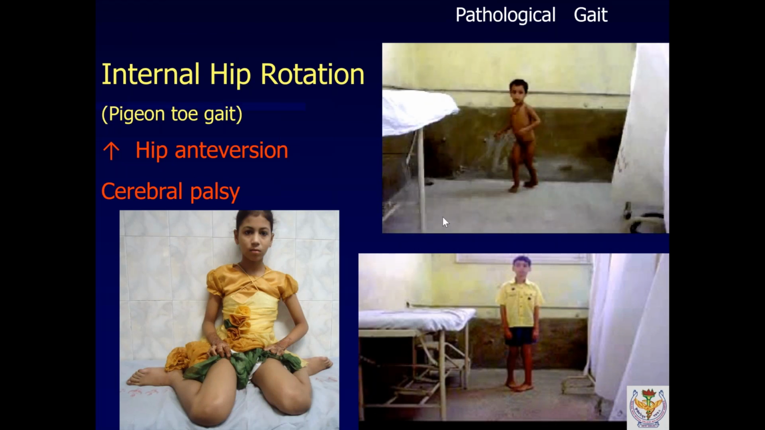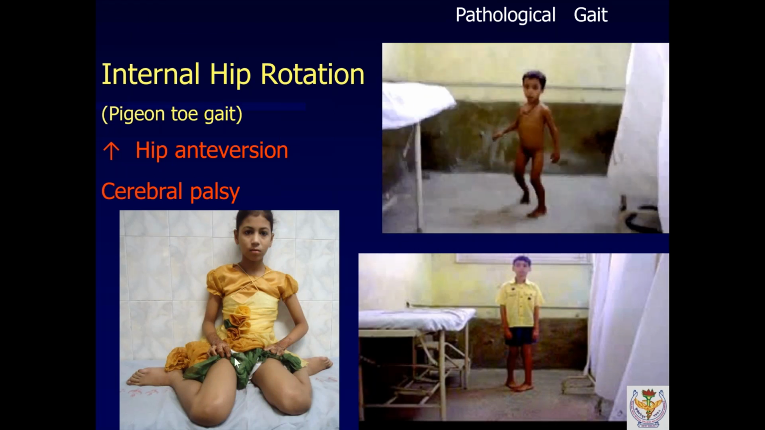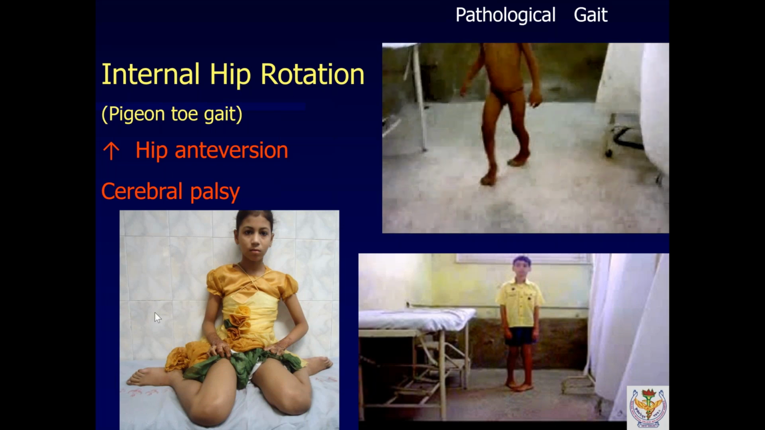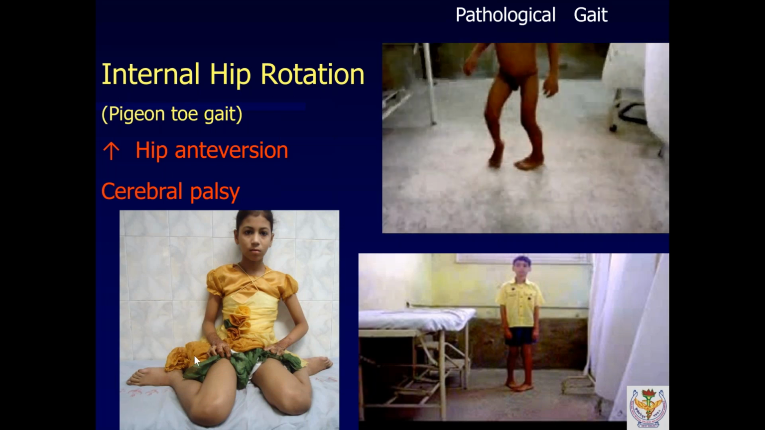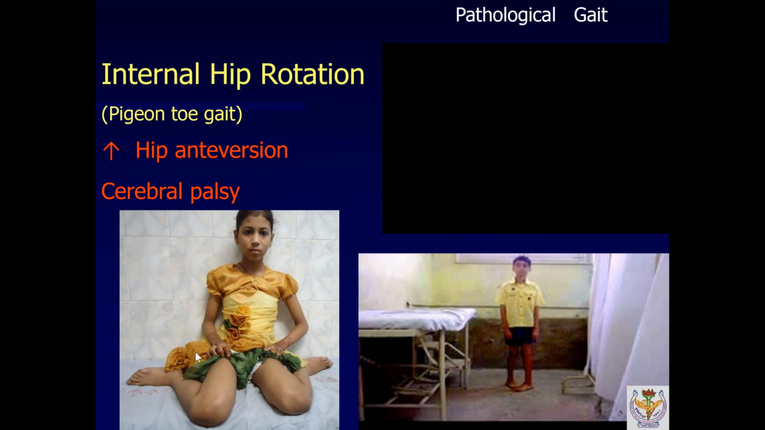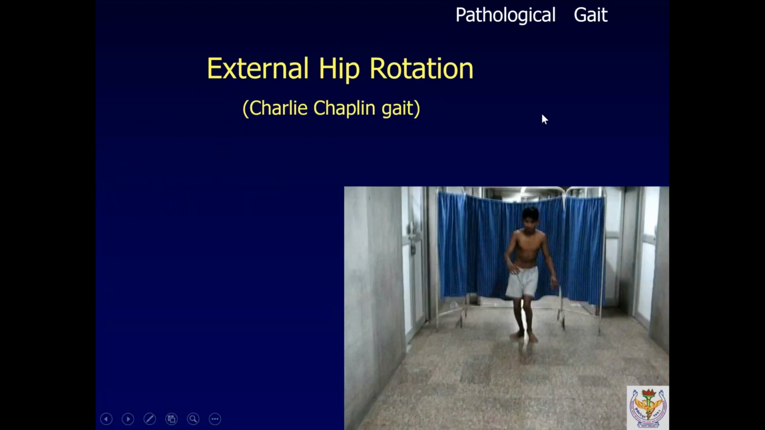And because there is internal rotation, when the child is sitting, both sides have increased anteversion, so both sides are internally rotated, and the child sits in a W position. The patellae are facing inwards, the feet are facing outwards. So after internal rotation, there could be an external rotation type of abnormality.